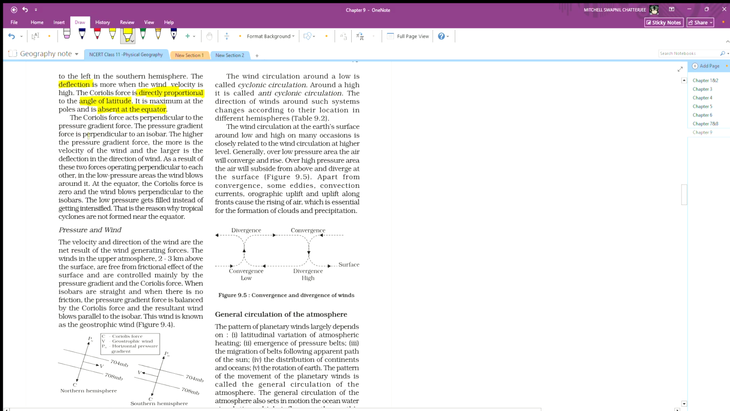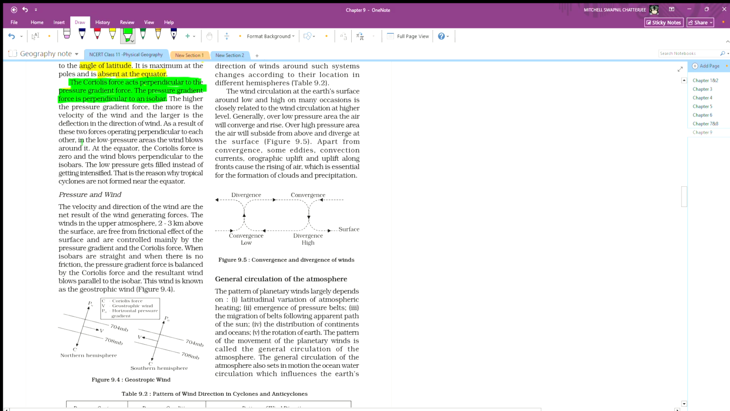Coriolis force acts perpendicular to the pressure gradient. This is a definition, not a keyword. The pressure gradient is perpendicular to the isobars. Okay, the higher the pressure gradient force, the more is the velocity of the wind, and the larger is the deflection in the direction of the wind.